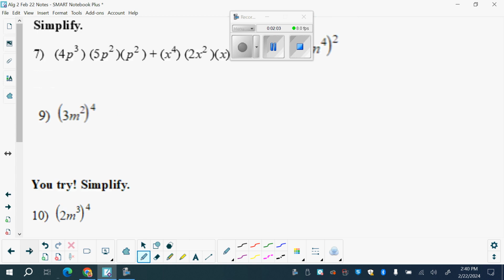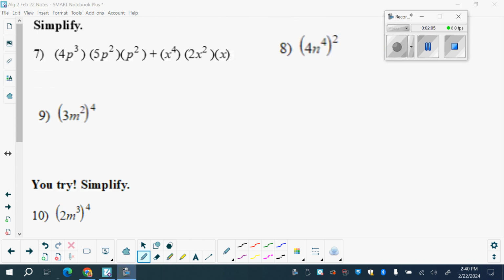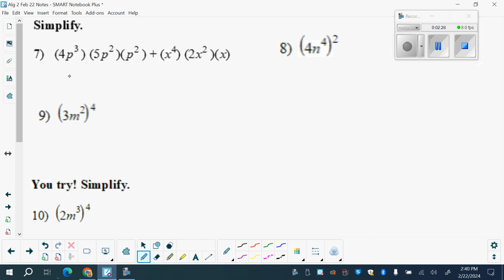Okay, what's different on number 7? Yeah, so we have multiplication and addition, both of them. What do we do first? Yes, why do we do multiplication first, Shireen? You're right. Yes, from PEMDAS. So we got to multiply first. So we're going to do this multiplication first. So 4 times 5 is 20.